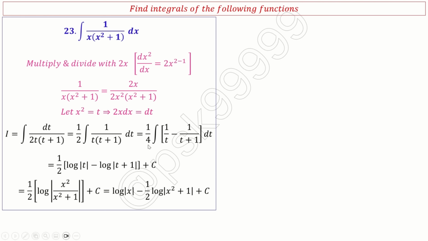I can write this as, sorry, this is not 1 by 4, this is 1 by 2. Okay, so 1 by 2 into 1 by t minus 1 by t plus 1. So this is the answer. Okay, hope you understand how to solve this one. Next.